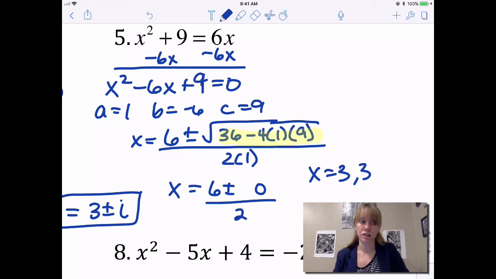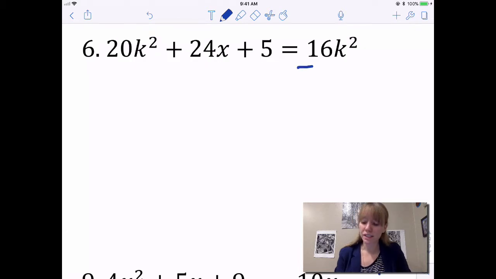So 6 minus 0 is 6 divided by 2 is 3. So this is a repeat answer. Instead of writing down 3 and another 3, I'm actually just going to write down one answer. But we know that we were able to find that repeated root, or that repeated answer.